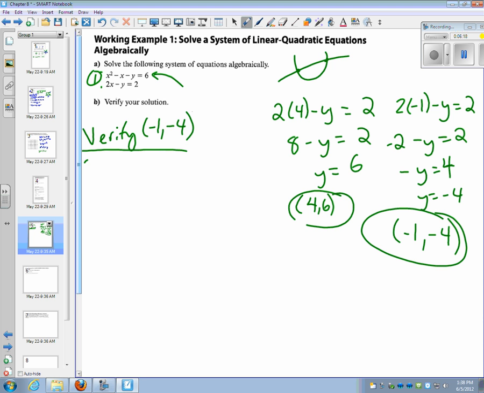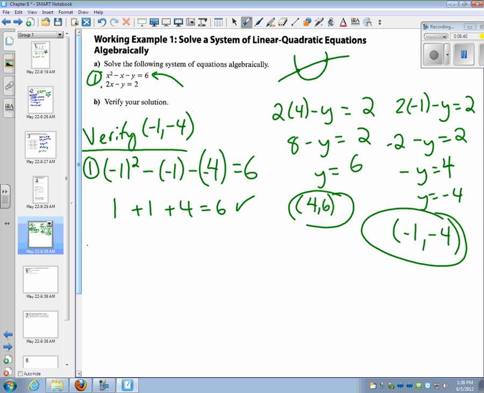Okay, so I have x squared, so negative 1 squared minus negative 1 minus negative 4. Ooh, negatives and brackets are important here. So I have 1 plus 1 plus 4 equals 6.